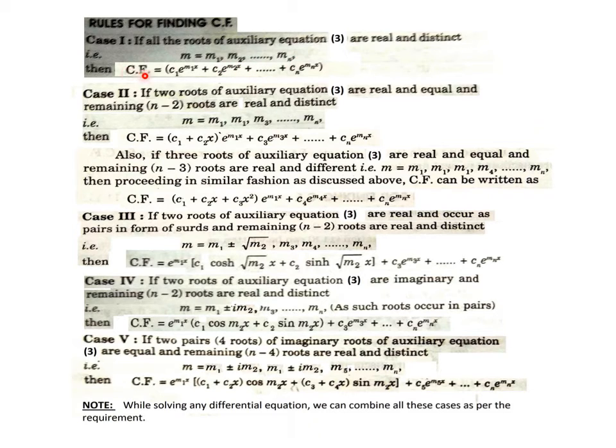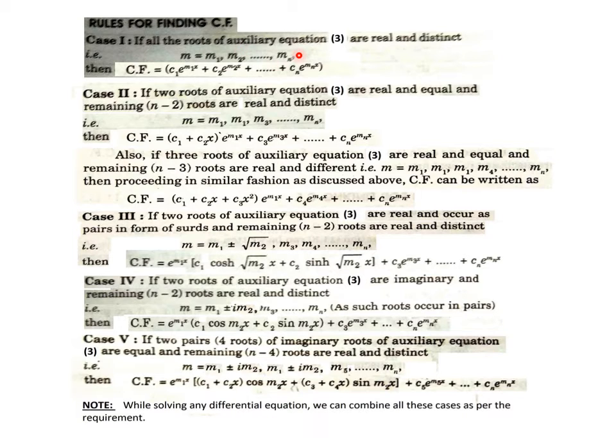It is written as C1 e power m1x plus C2 e power m2x, plus up to Cn e power mnx. That order hardly matters. The roots may be 1, 3, 2, or may also be written as 3, 1, 2, etc. For example, I was discussing this. That is, the order of m1, m2 up to mn hardly matters.